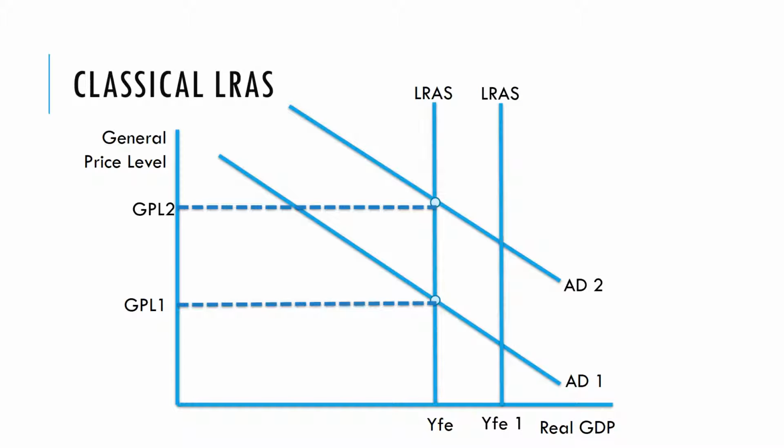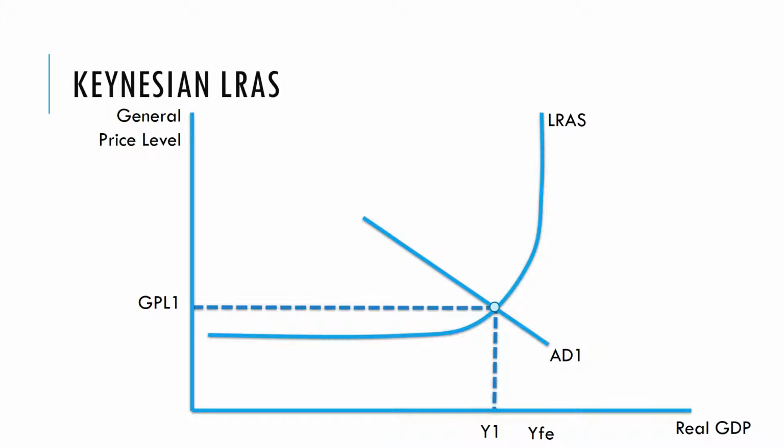So an increase in the amount the economy could produce in the long run would lead to a higher level of output and a lower price level. The same for the Keynesian one.